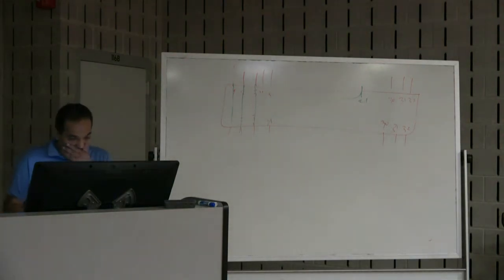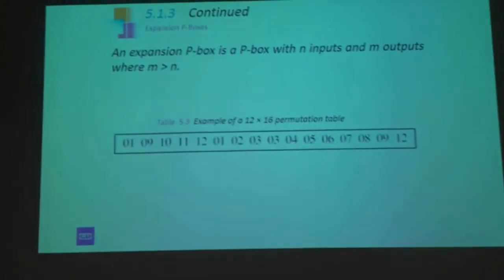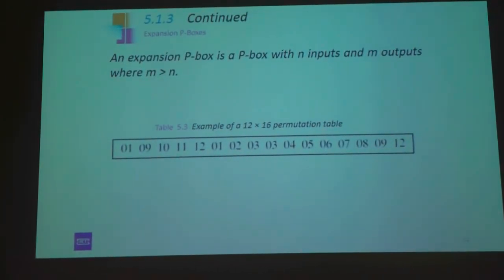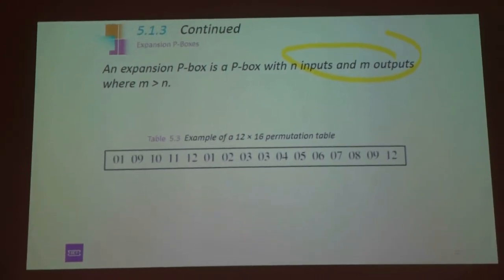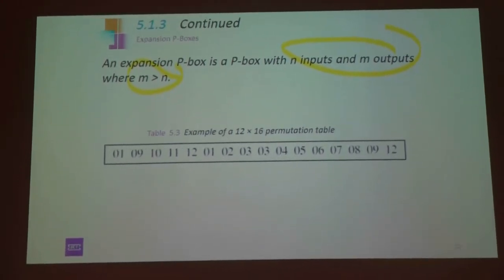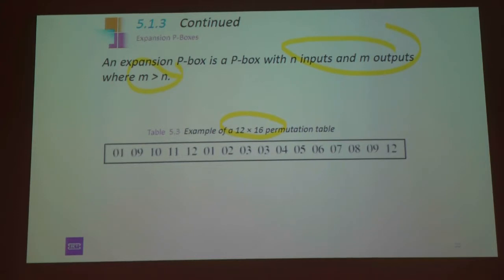In here you have the example 32 by 24. I think that's the same example. And an expansion P box is a P box with n inputs and m outputs, where m is greater. So this is an expansion, 12 inputs and 16 outputs. That means we have multiple outputs. Look at input 0, 1, for example, outputted twice. You see it? Expansion. You got the idea.